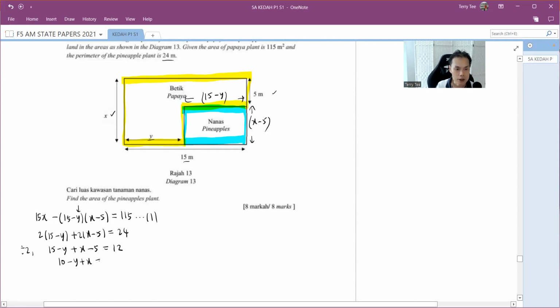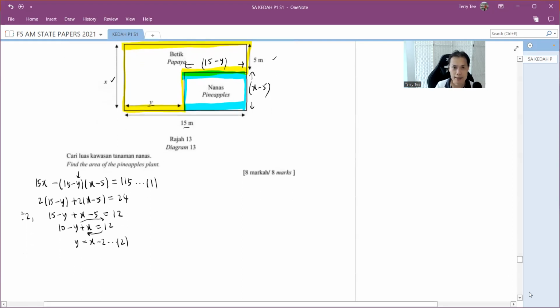So let me do it a bit slower here. I bring the y over to the right. I bring the 12 to the left. So your y is now x 10 minus 12, which is x minus 2. That's my equation number 2. Okay, so I have y as the subject. Now let's substitute equation 2 into equation 1. In equation 1, this is 15x minus 15 minus your y. Remember, there's a negative in front, so it's minus x plus 2. I hope you understand what I'm saying. And this is x minus 2 here.